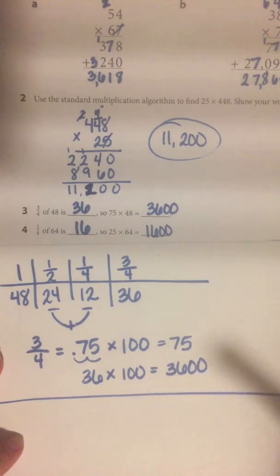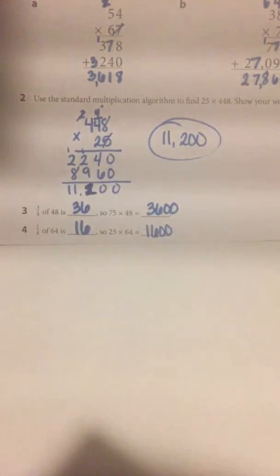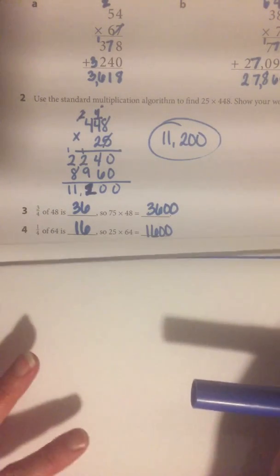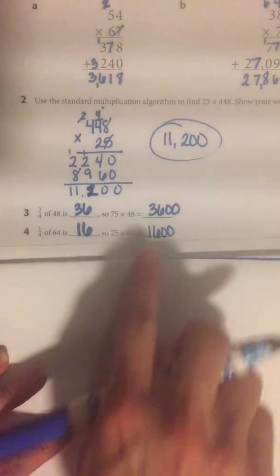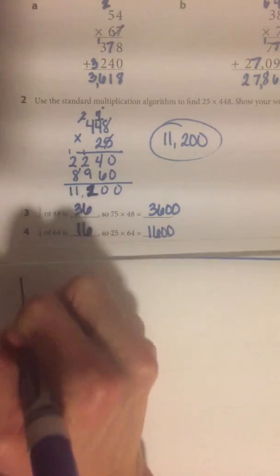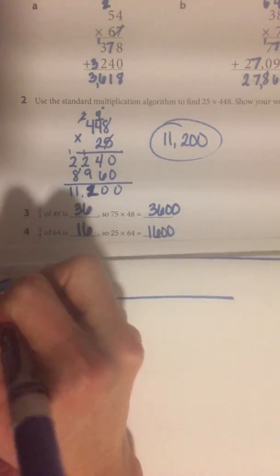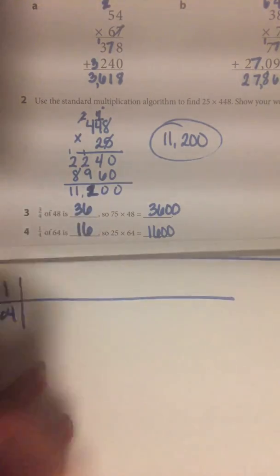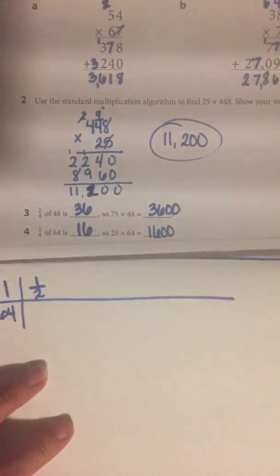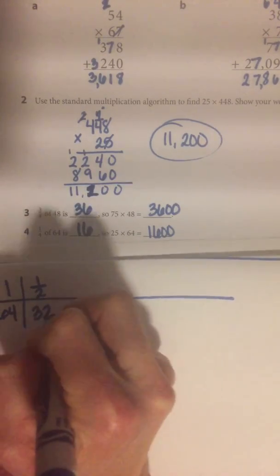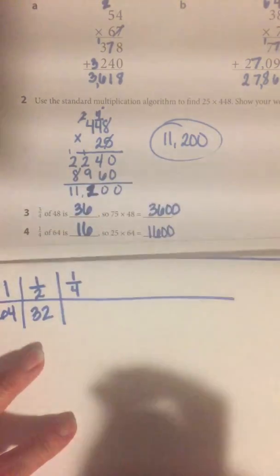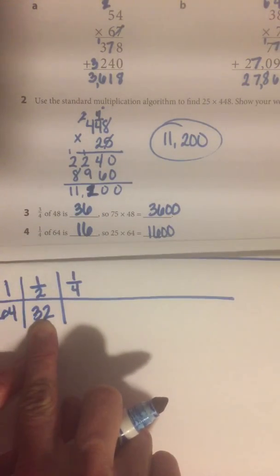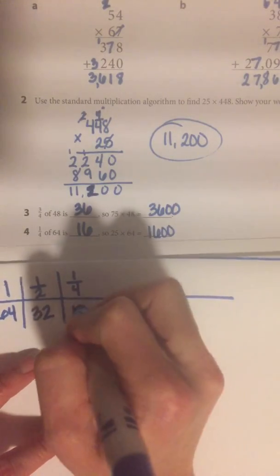I'm just going to fold my paper in half so we don't get confused with all these numbers. Fold it down. We'll start the next problem. So I have 1/4 of 64 is 16, and 25 times 64 is 1,600. Well, 1 times 64 is 64. Half of 64 is 32. And a half of a half is 1/4, as we all know. So 1/4 would be half of 32, which is 16.